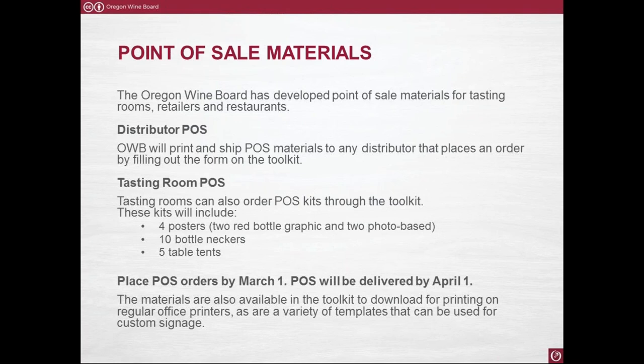Each kit includes 4 posters, 10 bottleneckers, and 5 table pens. Your tasting room can order up to 2 kits. In order to receive the POS, we ask that you place your order by March 1st, and we're also communicating with distributors to submit their forms by March 1st as well. The POS will be delivered by the beginning of April.